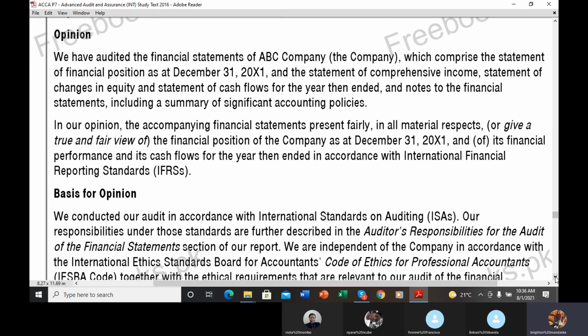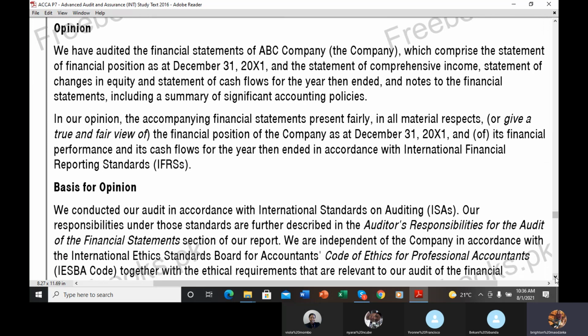Did you write? Yes. So look here, I'm going to read under opinion. Please, you have to read this report continuously; it's there in the textbooks. So: we have audited the financial statements of ABC Company, the company, which comprise the statement of financial position as at December 31, 2021, and the statement of comprehensive income, statement of changes in equity, statement of cash flows for the year then ended, and the notes to the financial statements, including a summary of significant accounting policies. You see, they've mentioned the what?